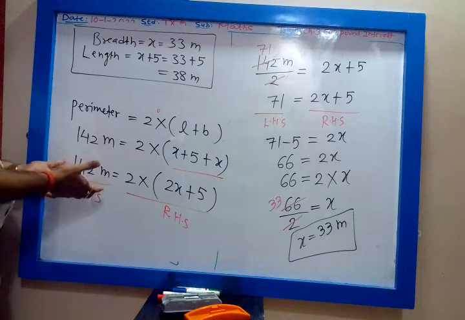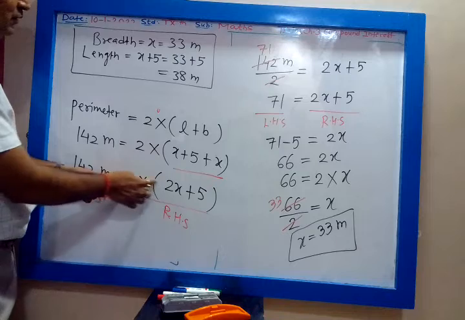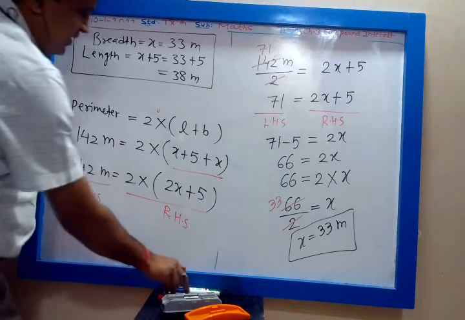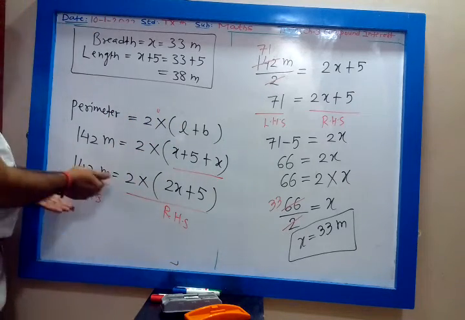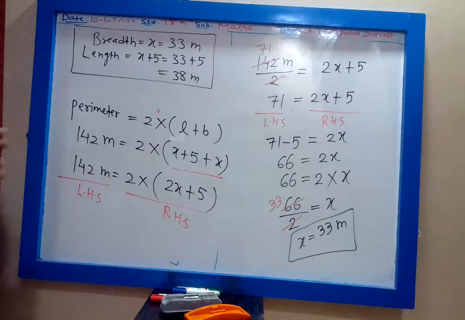You can do one thing. Instead of dividing by 2, you can multiply 2 into 2x plus 2 into 5. Yes, that is also very good. Instead of dividing by 2, you can open the bracket and simplify. Both ways are there. Okay.